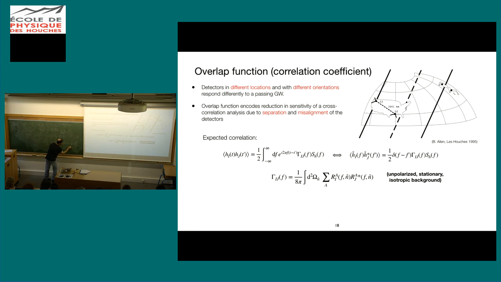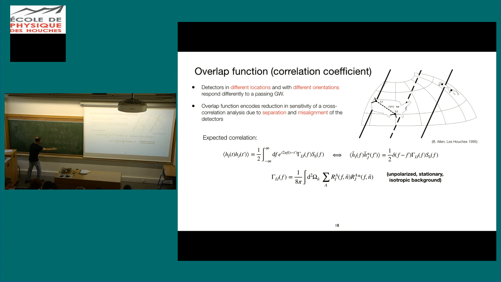So now for an isotropic, unpolarized, stationary background, we know what this is, right? It's 1 over 16 pi, delta(f minus f prime), delta_AA prime, delta_2N N prime, and then we have S_H of f. So basically, this delta function here comes from stationarity.